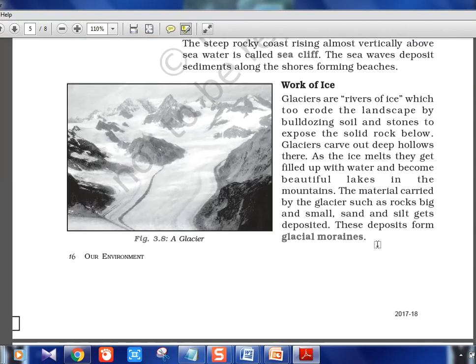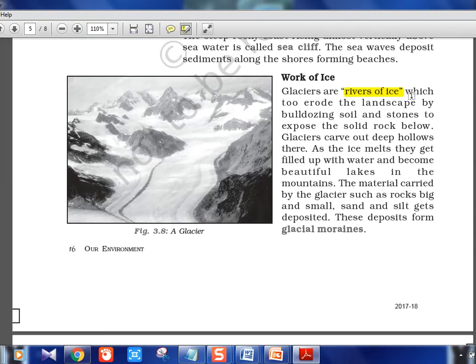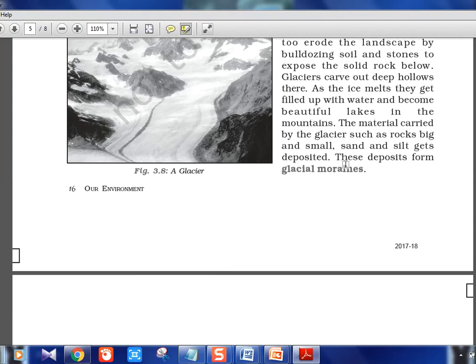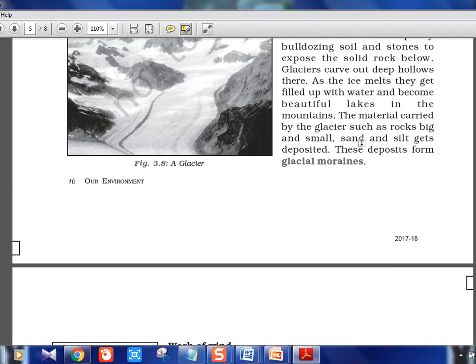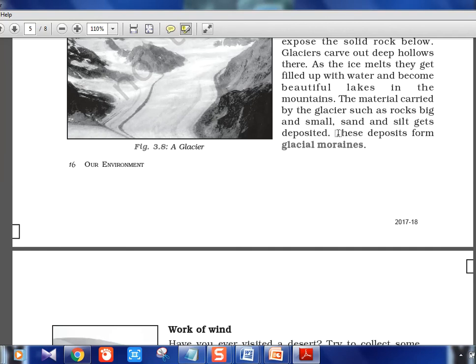Work of ice. Glaciers are rivers of ice. They also do erosion, just like rivers, since they also flow. So they will do almost the same thing as rivers, but the content will be different. There it will be silt, here it will be ice. The deposits they make are called glacial moraines. You should know moraine is a depositional feature. You can be asked whether something is an erosional feature or a depositional feature. So moraines are depositional features.